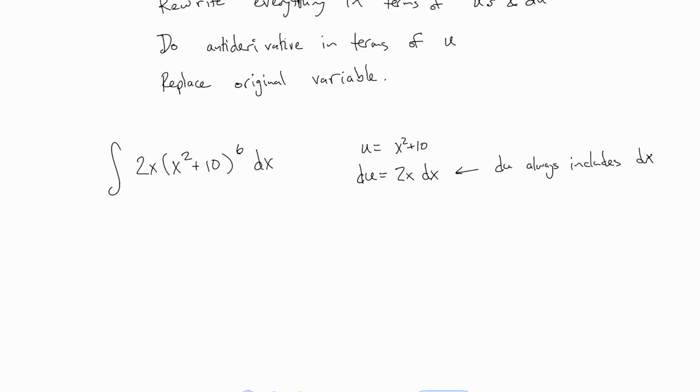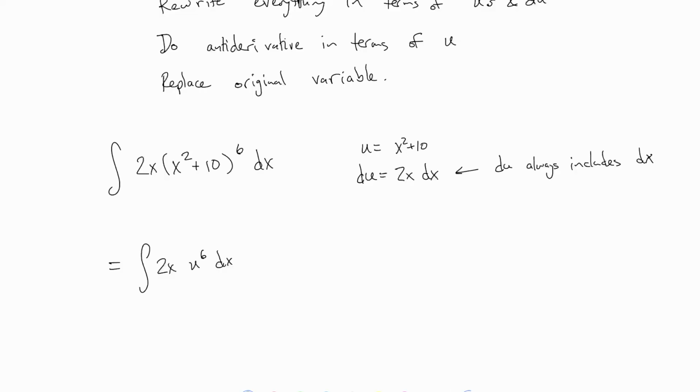So the first thing, if you know what you're doing, you can do this all at once, but I'll write out a couple steps here. The first thing I'm going to do is just put the u right where it is. So u is x squared plus 10. So right there, this thing becomes u to the power 6. And I'll just leave the rest like it is for now. Although, like I said, if you know what you're doing, you can probably skip these intermediate steps. U to the power 6.